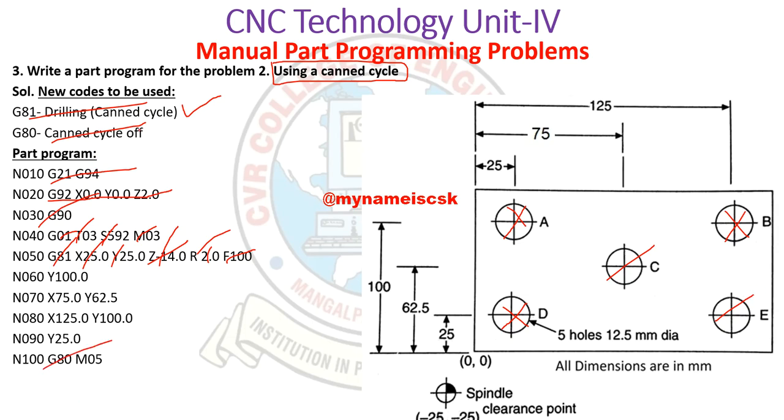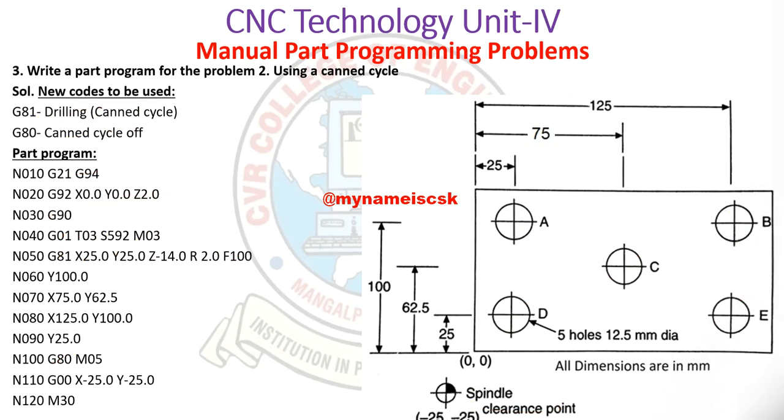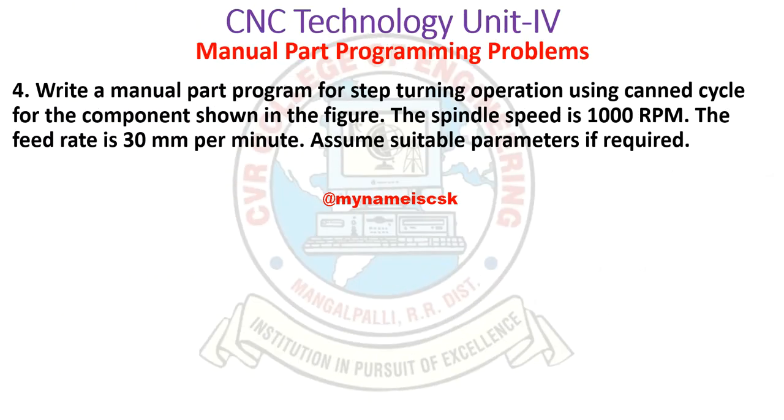Then G80, nothing but the canned cycle is off, and M05, spindle is stopped, and we are going to the spindle clearance point. And M30, the program is completed. M30 is compulsory, at the end you have to write M30. Okay, so this is the program using the canned cycle.